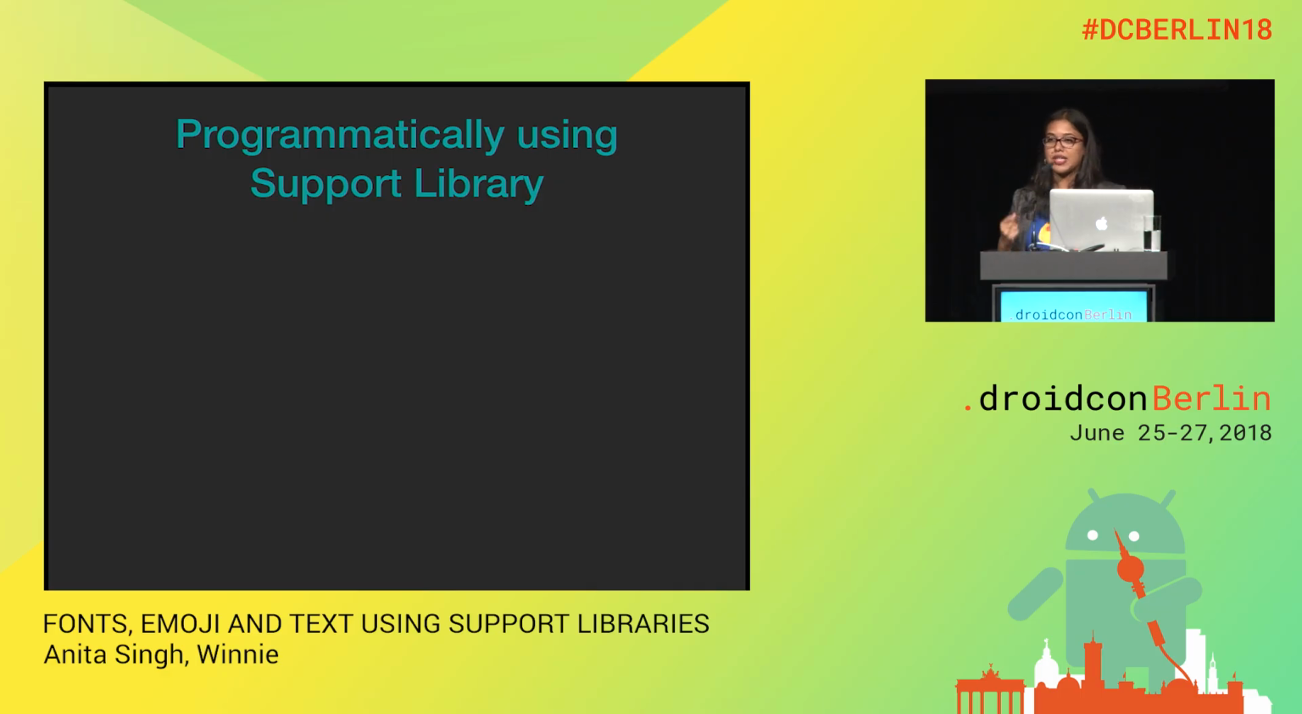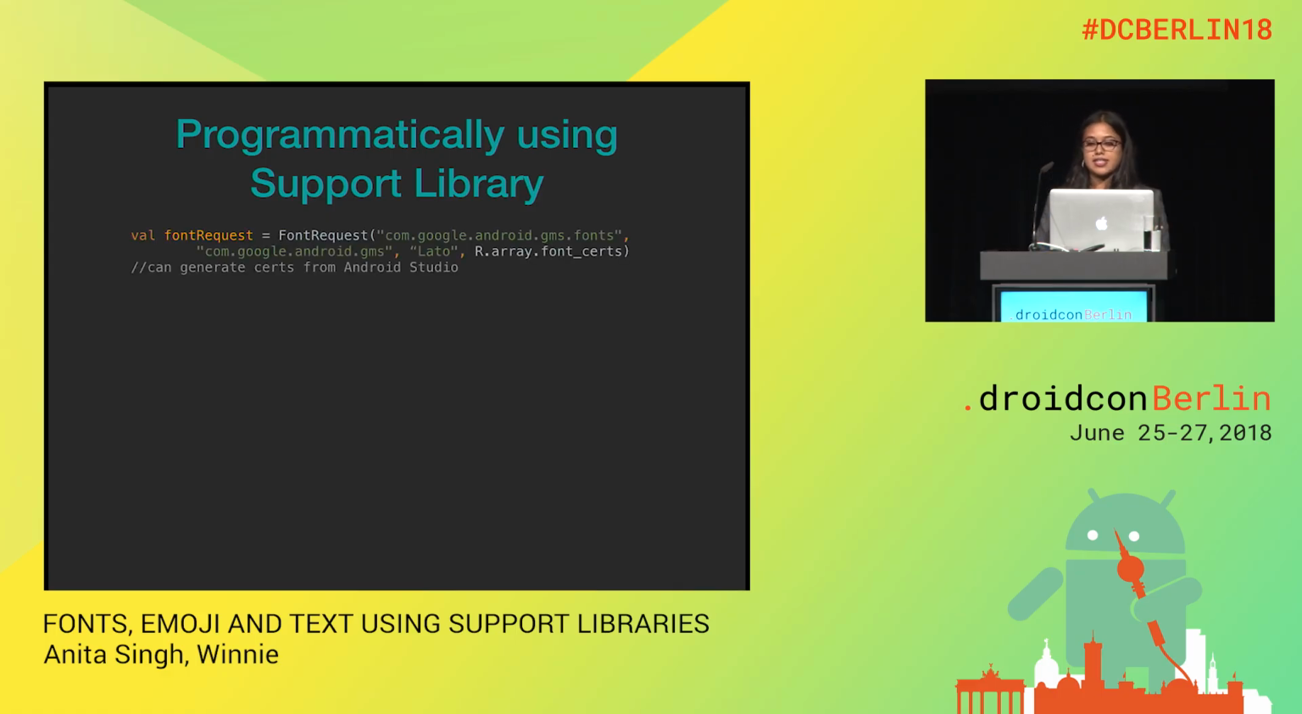So how do we get it set up? One way to do it is programmatically, using the support library. You can set up a font request where you pass in where you're going to get the font from, which in this case refers to Google Play Services. You pass in the name of the font, which in this case is Lato, and you pass in the certificates, which avoids getting fonts from unknown sources, which is great.